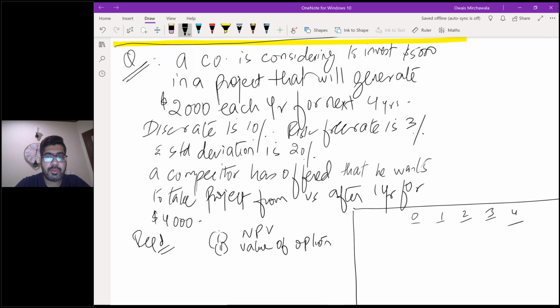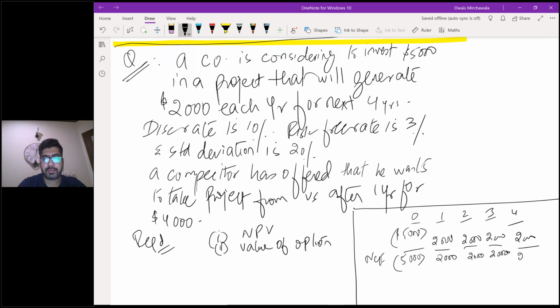Okay. How much did you invest? 5,000. And how much did you get each year? 2,000 each year for the next 4 years. Okay. No other cash flow is given. If it's given, no problem, you need to handle them. Net cash flows come to negative 5,000, and then 2,000 each year. Okay. You need to find NPV.